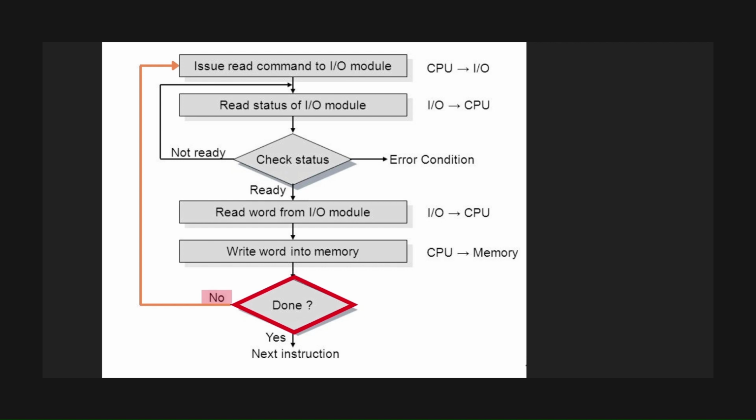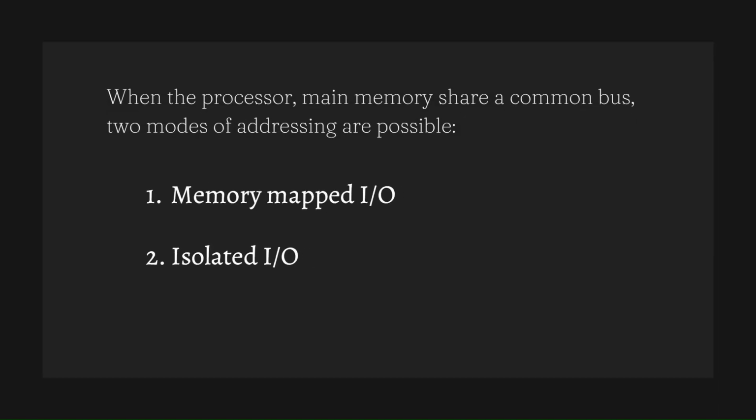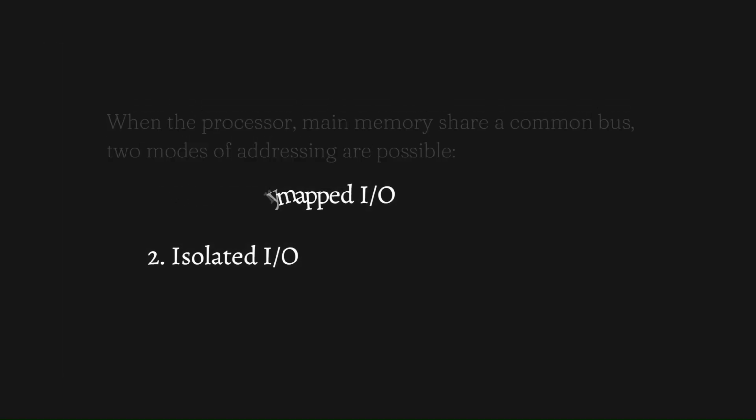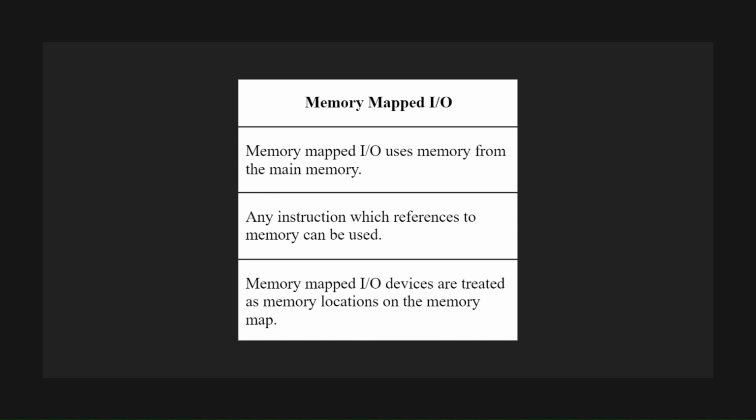The main concept behind programmed I/O is transfer of a block of data from I/O devices to memory through the CPU. Now, when the processor and main memory share a common bus, two modes of addressing are possible: memory mapped I/O and isolated I/O. Memory mapped I/O: the processor accesses memory and I/O using a single address space. Here, the processor uses the same address, data, and control bus. So, the same set of machine instructions addresses both memory and I/O.